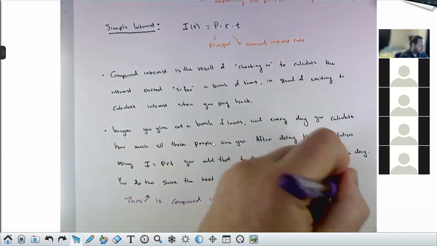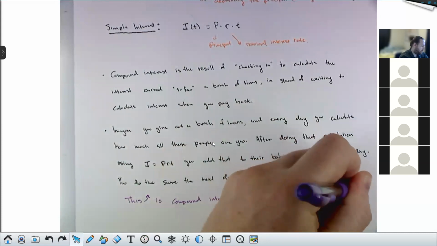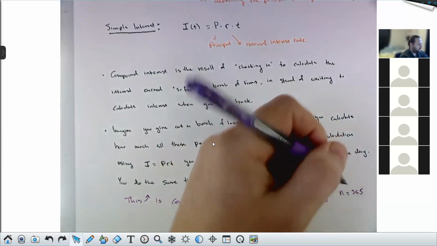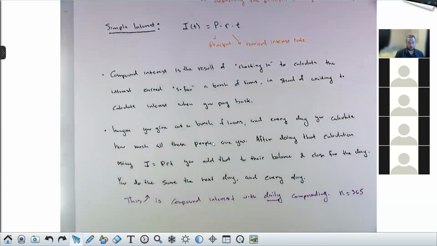So here, n would be 365. Remember, we said we usually measure time in years, and n is the number of compoundings per unit of time. So if 1 unit of time is 1 year, and you're compounding every day, that means n is 365.